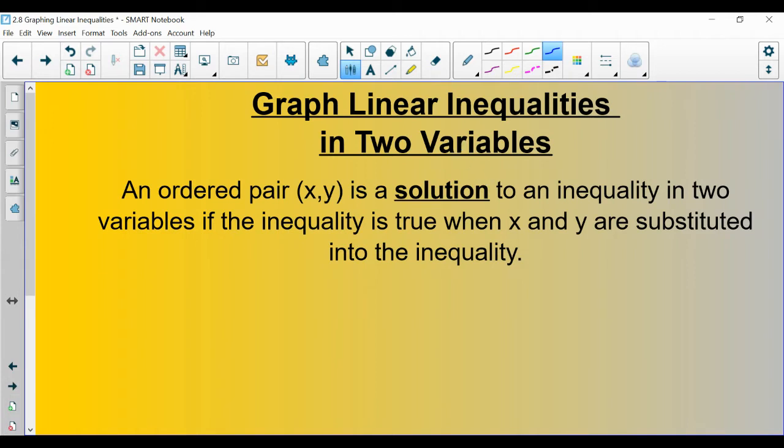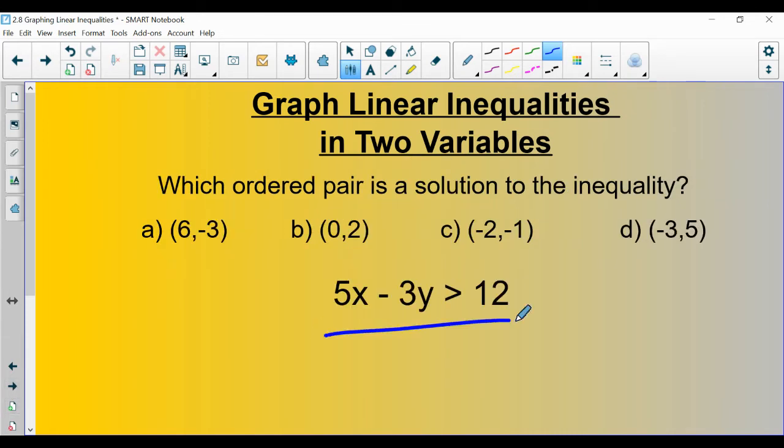So what do I mean by solutions? I did kind of go over that in the last slide, but it's an ordered pair that makes your inequality true. Okay? It would not be a solution if it makes your inequality not true. Let's look at this example. Here's an inequality, 5x minus 3y is greater than 12. And at least one of these points is a solution to this inequality. Let's go ahead and see which one or ones are.